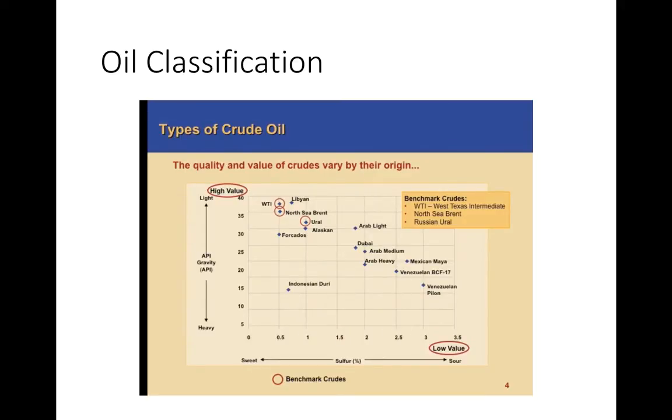Here's another view looking more specifically at essentially the value of the different crudes and where they come from. And so to the top left is a high value crude. What that would mean is it has to have a light density and it has to be sweet. So you can see that West Texas Intermediate, WTI, is considered one of the best crude oils in the world because it has both a light gravity and a relatively low sulfur content. On the opposite end, you have the Venezuelan Pilon oil, which has a relatively high density and very high sulfur content.